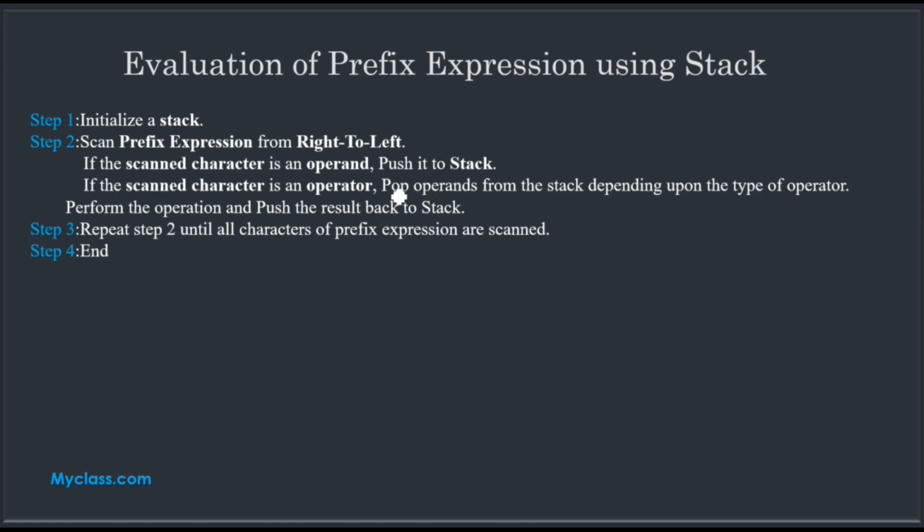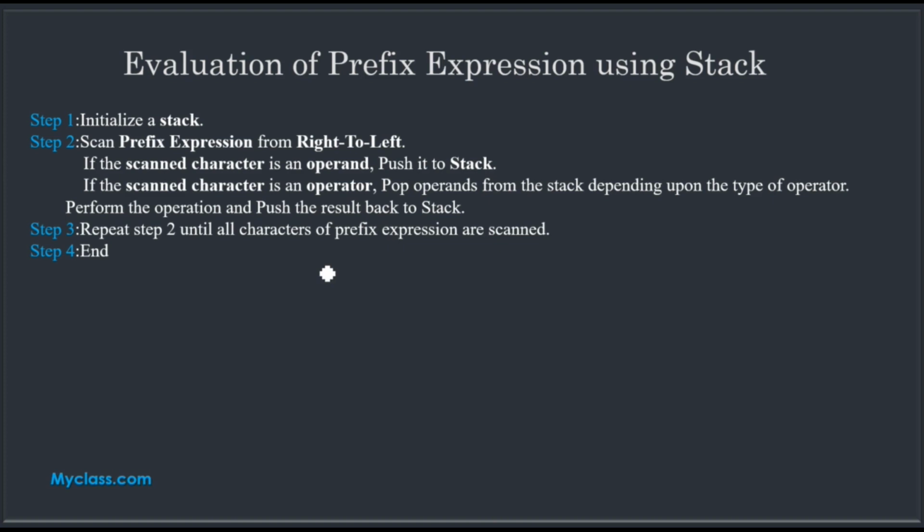If the scanned character is an operand, push it into the stack. If the scanned character is an operator, pop operands from the stack depending upon the type of the operator. Then perform the operation and push the result back into the stack. We are popping the topmost operands from the stack, doing the operation, then pushing the result back into our stack. Repeat this step until all the characters of the prefix expression are scanned. Then we exit from the algorithm.